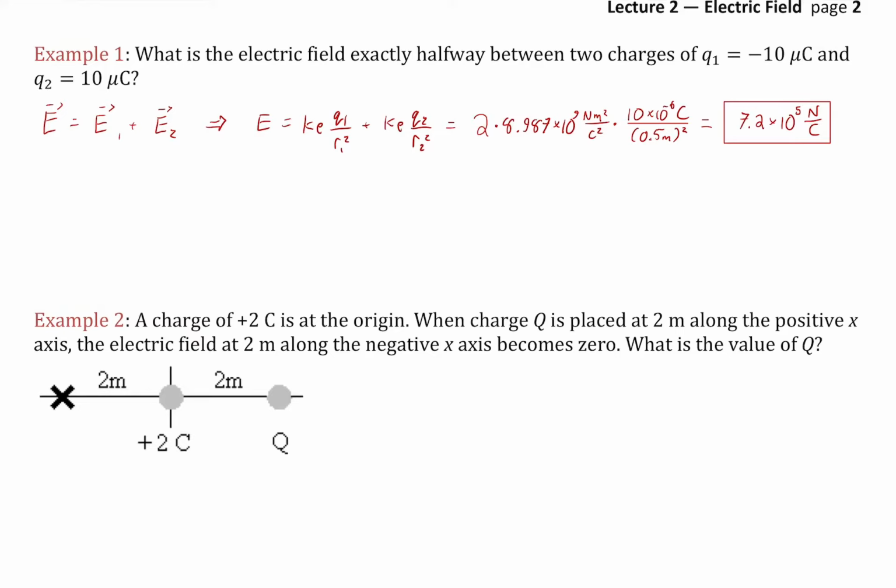Which was meant to be specified here. I know I'd added it in there, so I'm not sure why it's not there, but it should say they're 1 meter apart. And do note they are 1 meter apart. And there's the value. And this is actually pretty large, 720,000 newtons per coulomb.